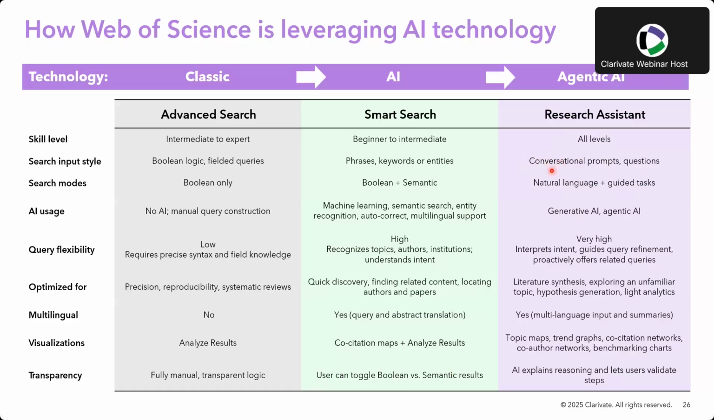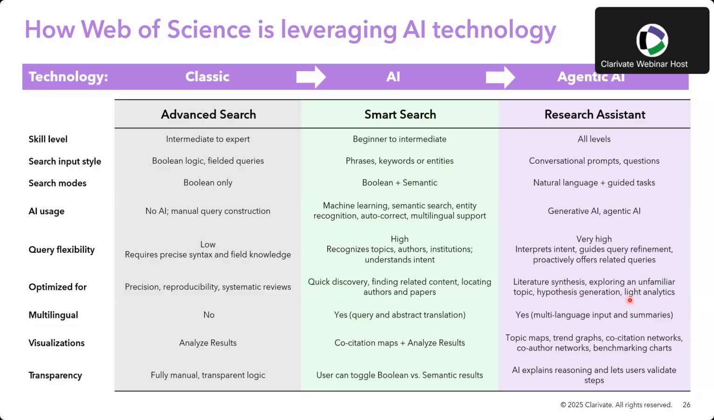This is for all levels. It's more conversational based, natural language plus guided tasks. We use generative AI, agentic AI, very high flexibility in terms of query building and interpretation, refinement. Very optimal to synthesize literature or explore unknown or unfamiliar topic, generate hypotheses that you can test.